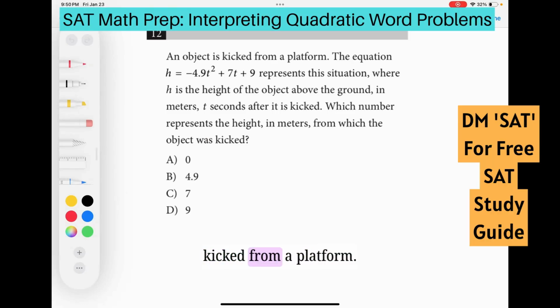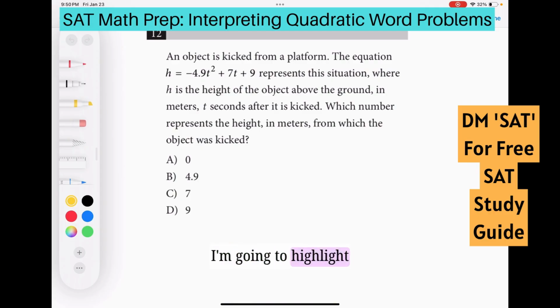An object is kicked from a platform. The equation h equals negative 4.9 t squared plus 7t plus 9 represents the situation where h is the height of the object above the ground in meters, t seconds after it is kicked. Which number represents the height in meters from which the object was kicked?